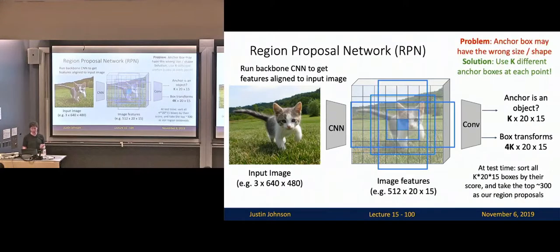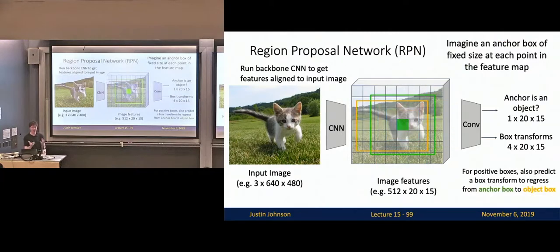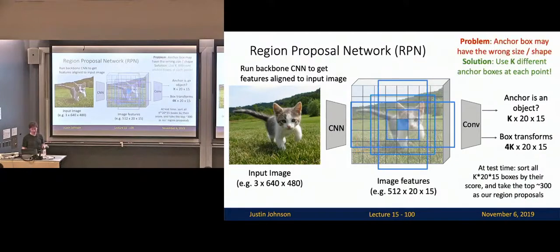And of course, this was not complicated enough already. So in practice, using one anchor box of a fixed scale and size per position in the convolutional feature map is usually not expressive enough to capture all the types of objects that we want to recognize. So in practice, instead, we'll typically use a set of K different anchor boxes of different scales, sizes, and aspect ratios at every point in this convolutional feature map. But again, oh yeah, question?